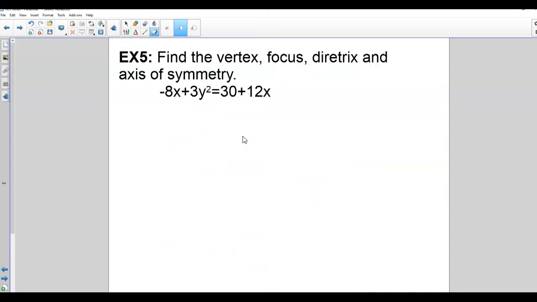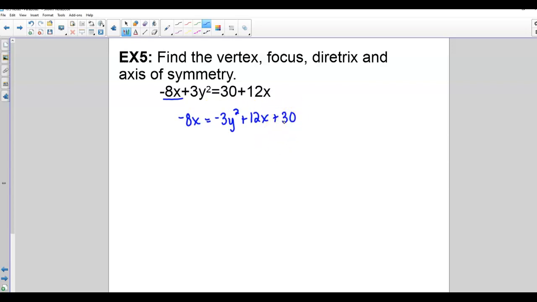So for this next problem, I've thrown this in because we've got something a little bit different that's going to happen here, so pay close attention. We want to solve this equation right here for x. So the first thing we need to do is move that 3y squared over to the other side. So we'll have negative 8x equals negative 3y squared. I'm going to put the plus 12x first and then the plus 30.